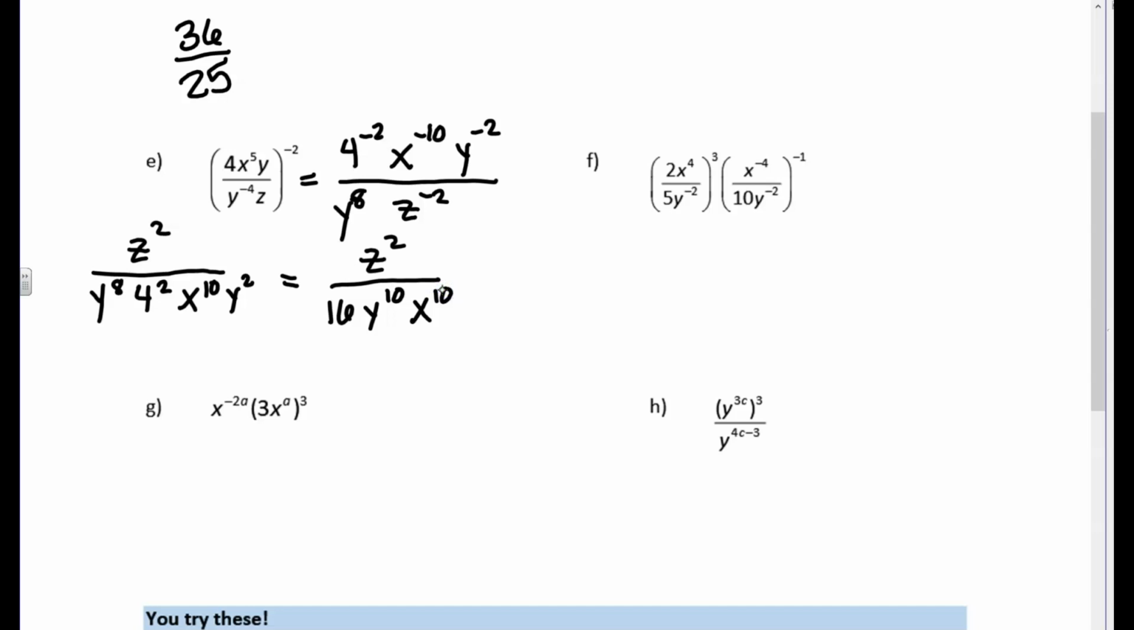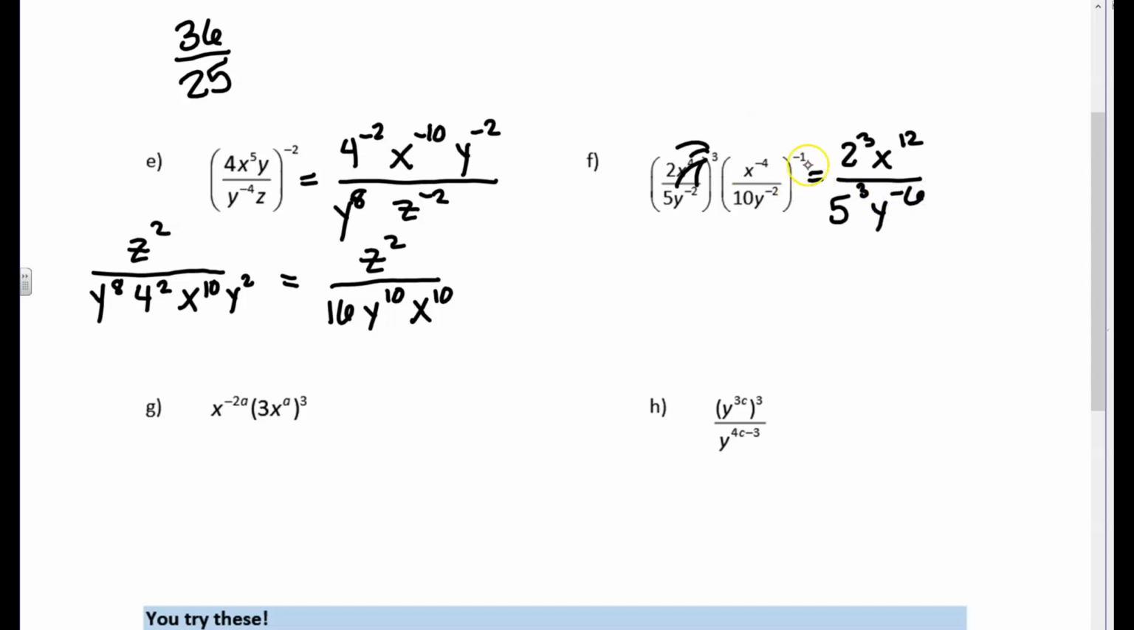Nothing else can happen. Now this one, let's deal with our outside powers first. That 3 is going to go to all of these pieces in here, including that 5 and that negative 2. So this becomes 2 cubed x to the 12th over 5 cubed y to the negative 6th.